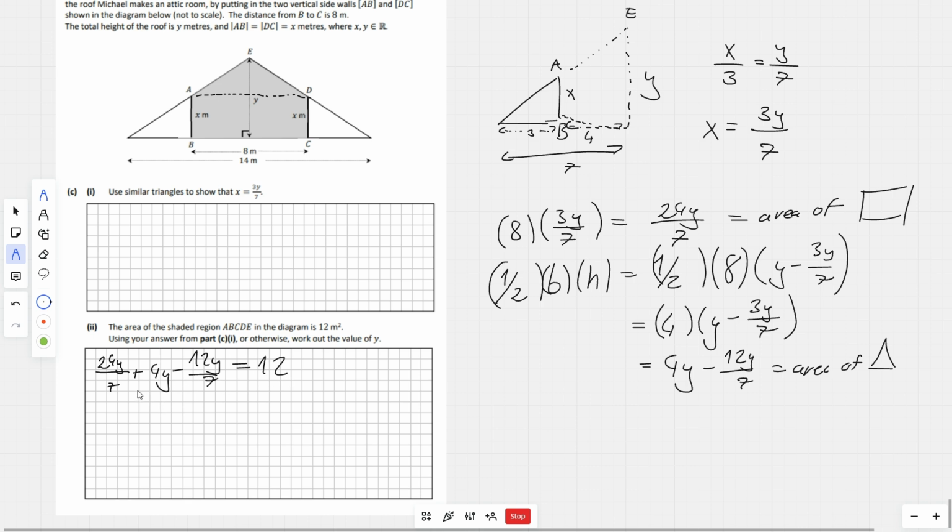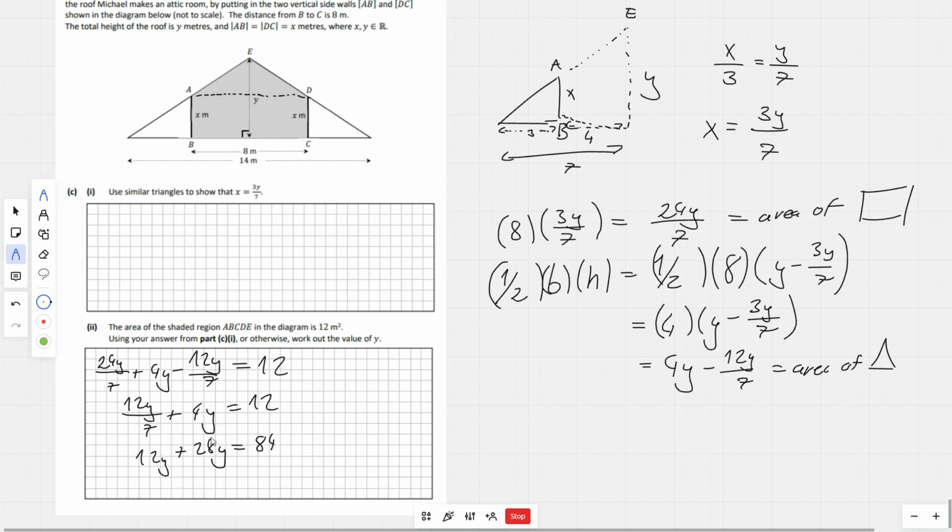Now we just have to solve this. So first I'm going to do 24 minus 12y, so that will just leave me with 12y over 7 plus 4y is equal to 12. Then I'm going to try and get rid of this fraction that we have here. So we'll multiply everything by 7, so 12y plus 28y is equal to 12 by 7, which is 84.